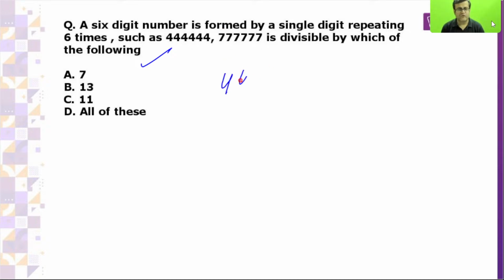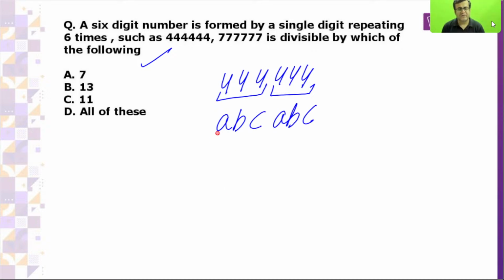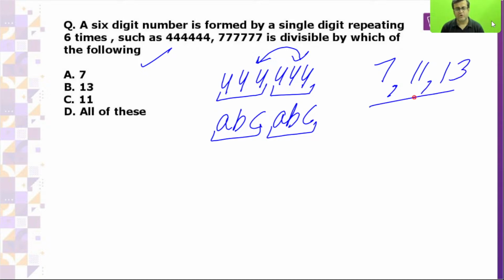Six-digit number 444444. Divisible by which one? I'm telling you, this is ABC, this is ABC: 3 digits repeating 2 times. So that is clearly visible. The difference between these two is equal to 0, divisible by 7. So ABC, this will work. So we already know that it is divisible by 7, 11, and 13.